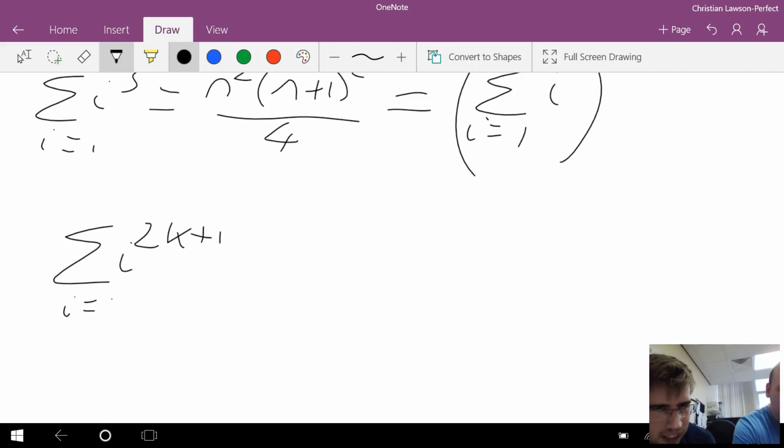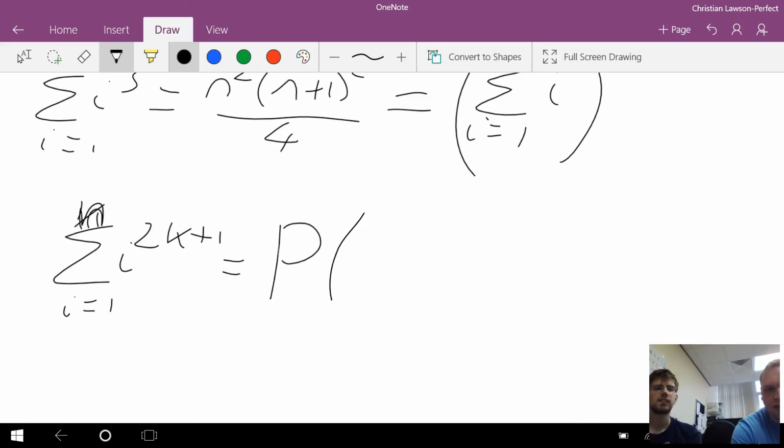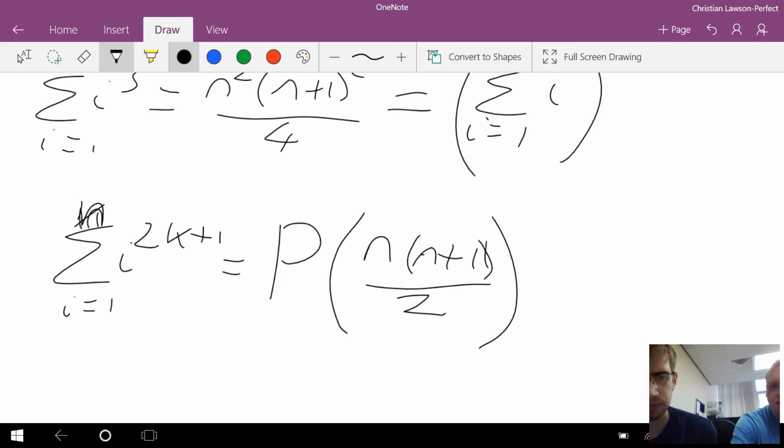So was that i to the power of 2k plus 1? There's some odd number. Okay, i to the power of an odd number. Yeah. That should be a polynomial with integer coefficients of this n times n plus 1 over 2.